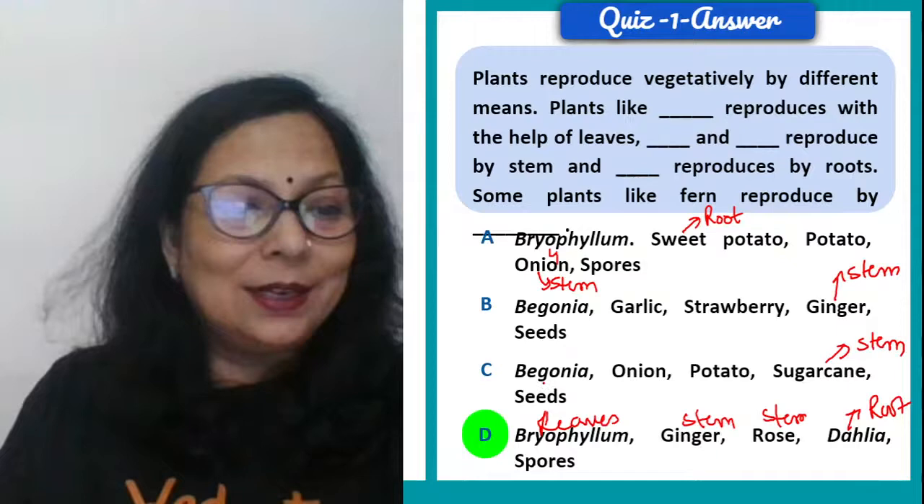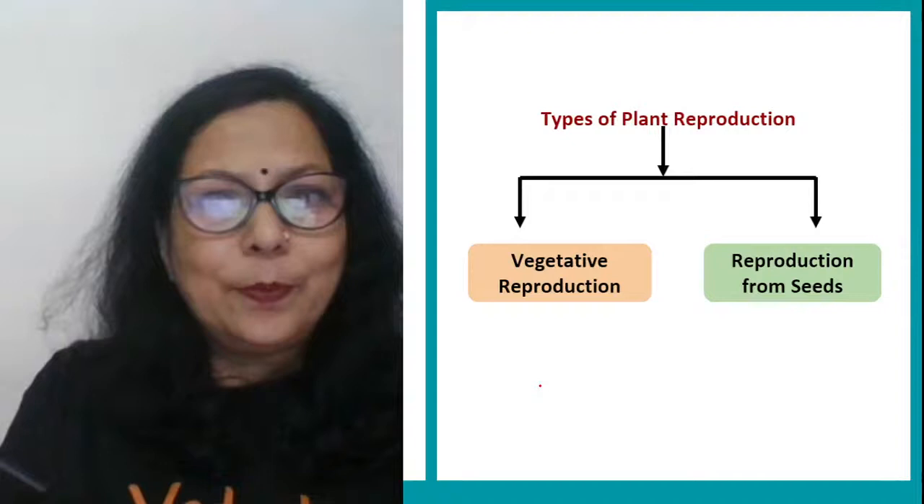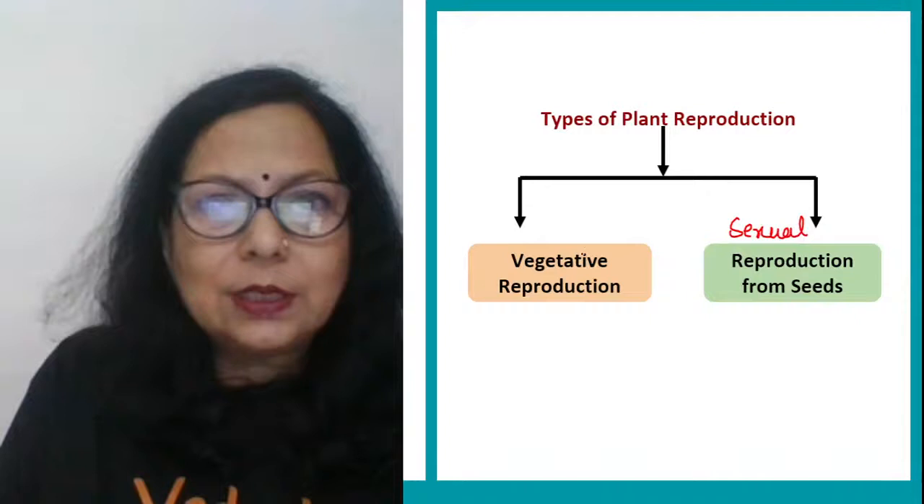So please note down, there are two types of reproduction, vegetative and reproduction from seeds. Yes, this is sexual reproduction, okay? And this is asexual reproduction. So here male, female gametes are not involved. Vegetative.